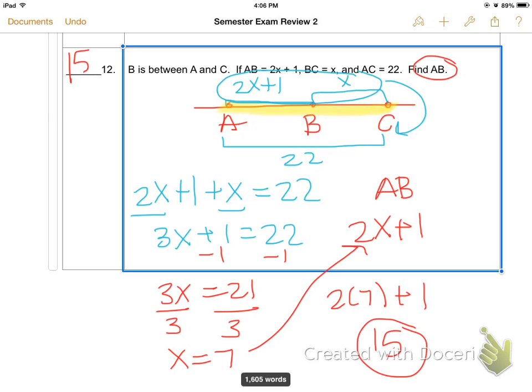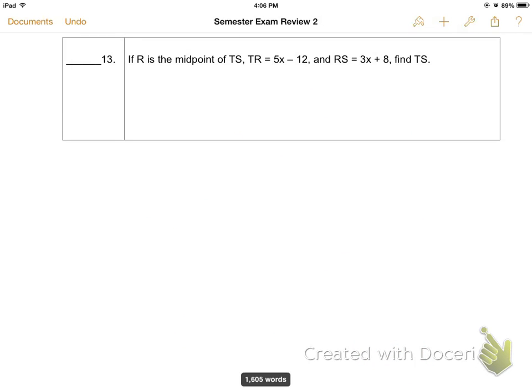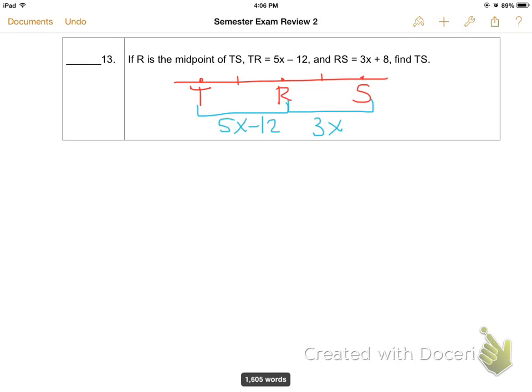Okay, I have one last problem I think to do on this section. This one is kind of like number 12, a little bit different. So we're going to draw a picture. R is the midpoint of TS. So midpoint, I have TS. R is the midpoint means that R splits TS into two equal pieces. So TR is going to be equal to RS, exact same length. It says that TR is 5x minus 12, and RS is 3x plus 8. Find TS. So find this entire length.